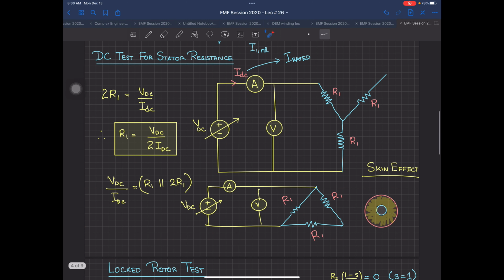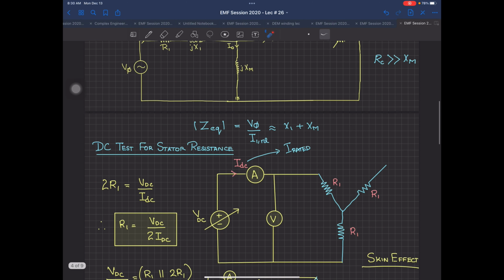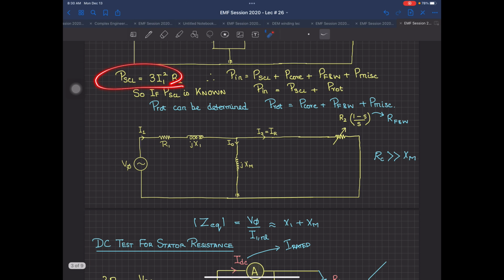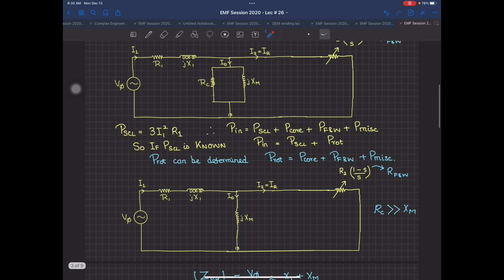Now when you have found out R1, you can easily find out your stator copper losses. Easy, because you know your I1, what is I1 over there? Ji beta.